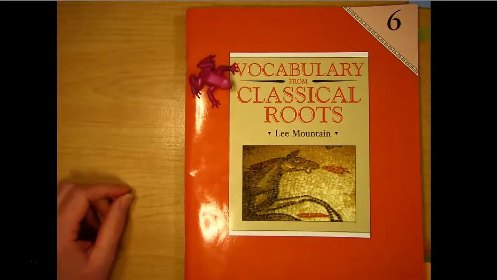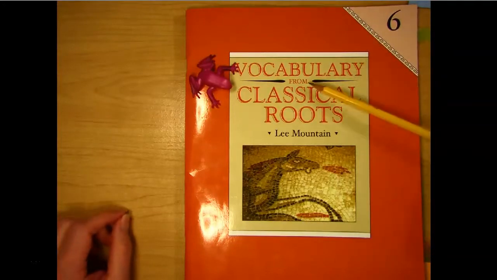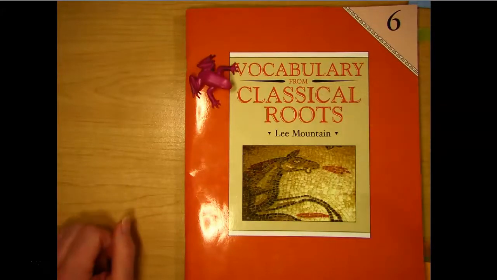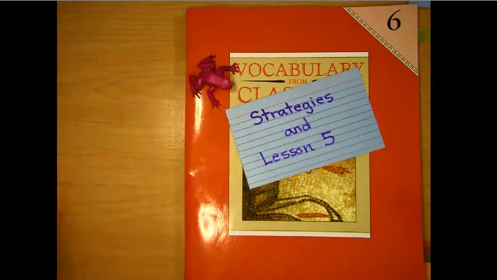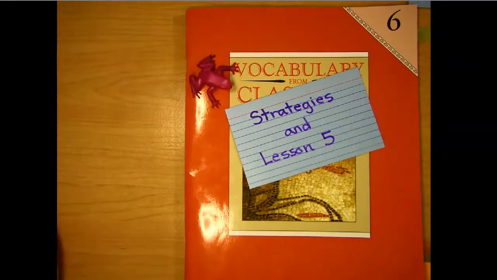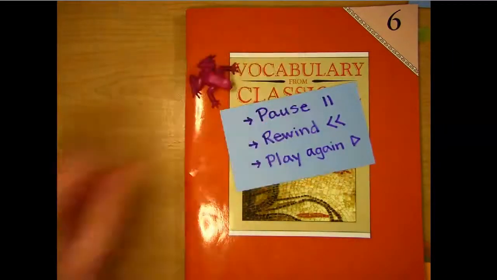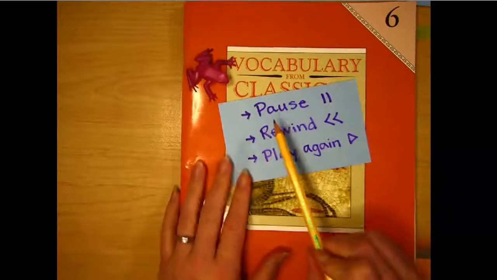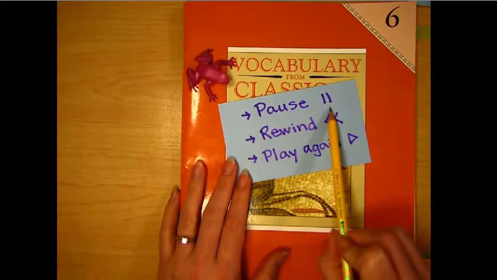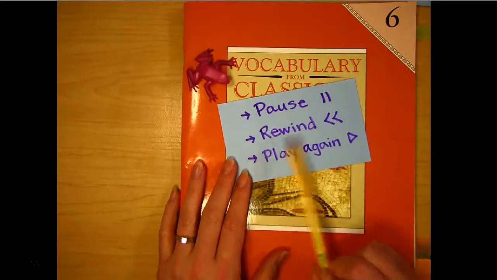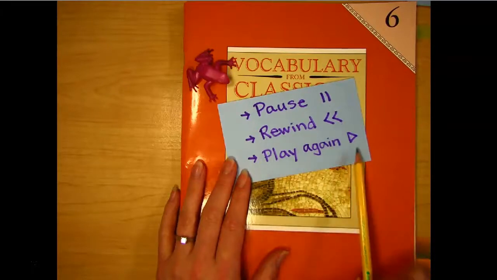Today, we're going to go over our vocabulary from Classical Roots book. We're going to talk about some strategies of how you can get through this book, and we're going to finish up Lesson 5 that we started today in class. Remember, this is a recorded lesson, so you can always pause the video, rewind, and play it again if you want to hear the information repeated.